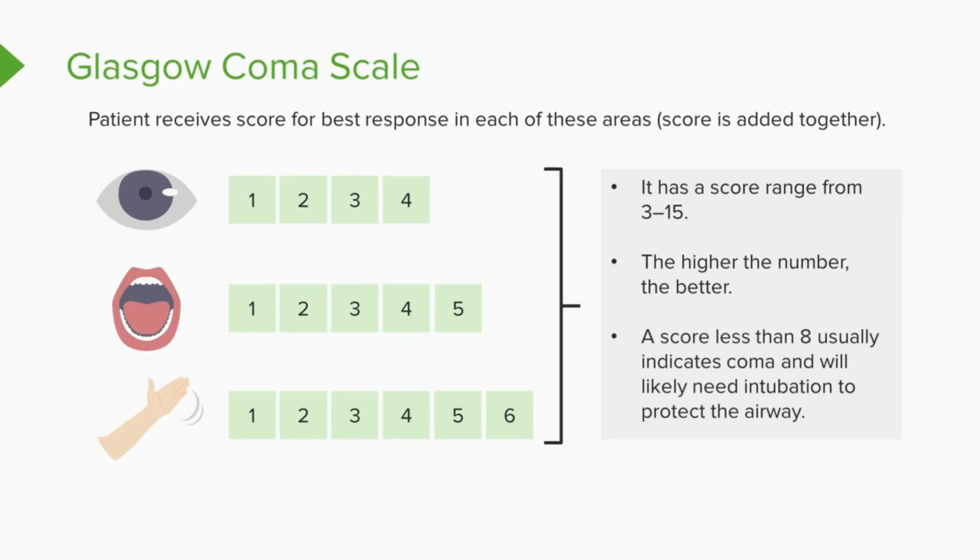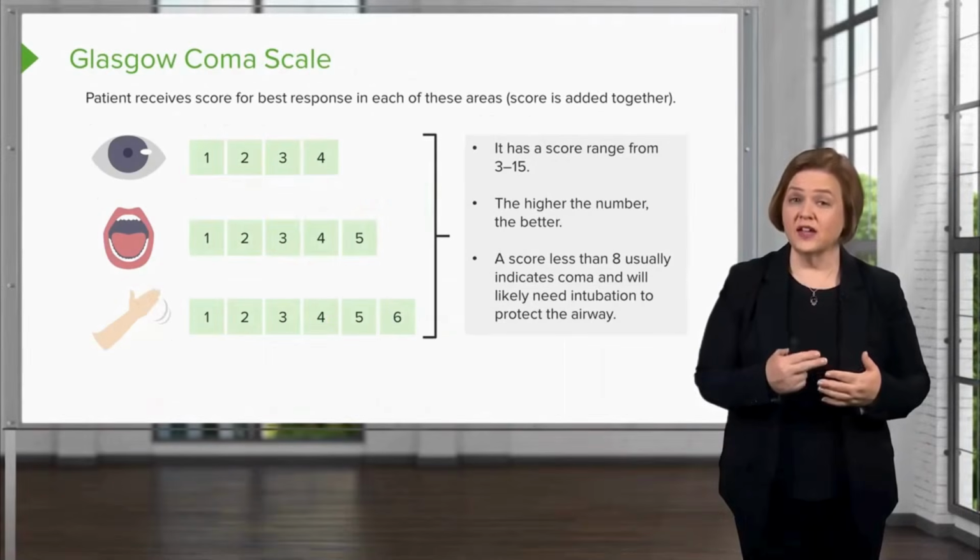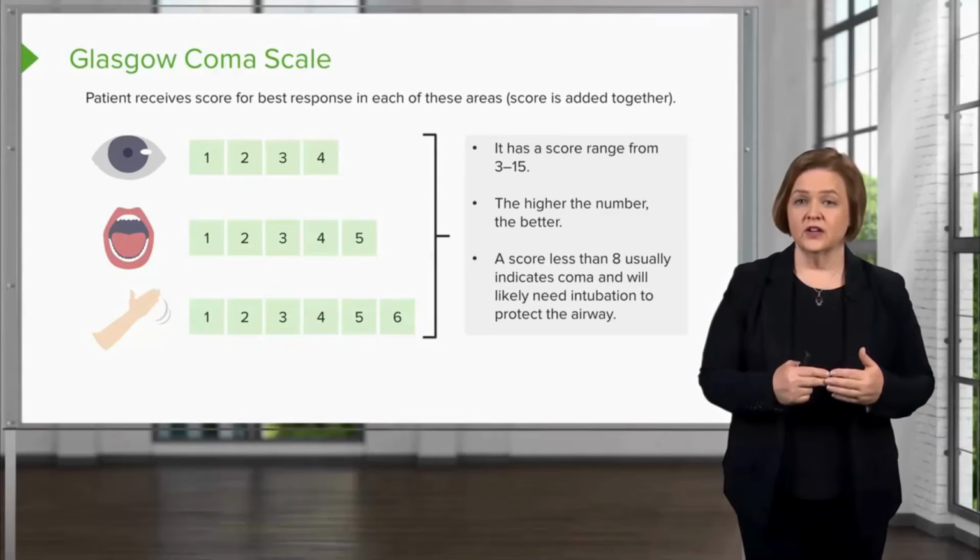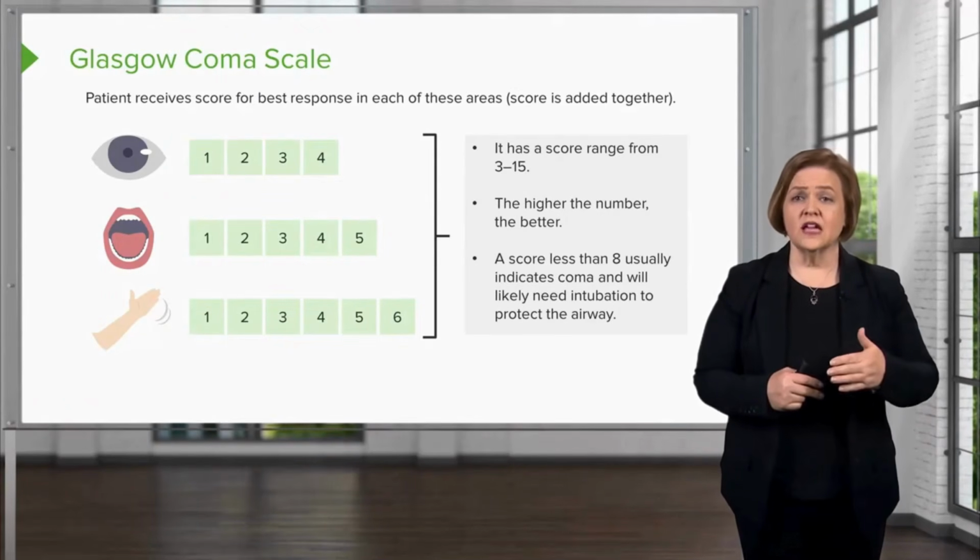Now, a score less than 8 usually indicates a coma. So make sure you write a note to yourself that the higher the score, the better. So say 15, put a thumbs up or a star by it. And remember that a score less than 8 usually indicates coma, okay? And we're going to define coma for you a little bit later. That's a really, really bad sign. So a score of less than 8 indicates coma.